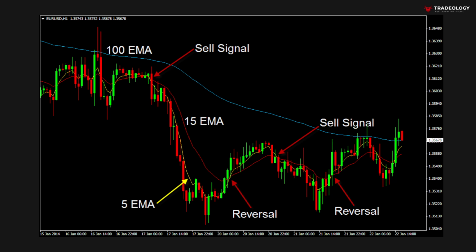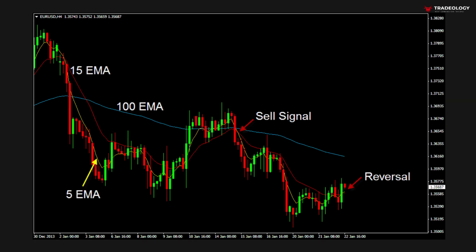If you place a sell trade, you need a take profit also. However, if price doesn't hit the take profit and the 5 EMA crosses back above the 15 EMA, you'll need to exit the trade because a reversal may occur. The reversal can either be temporary or permanent.